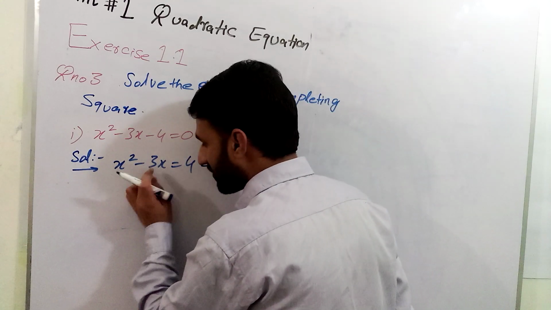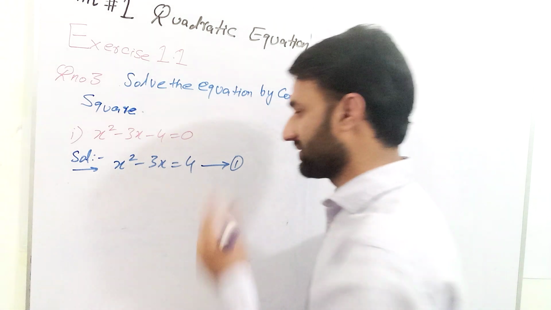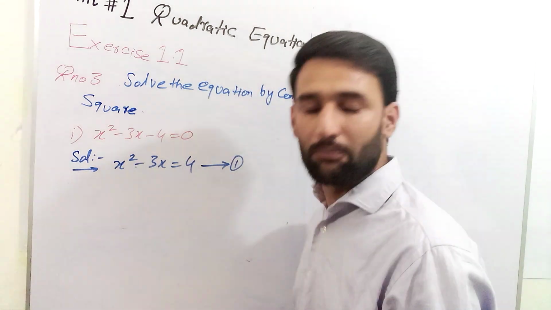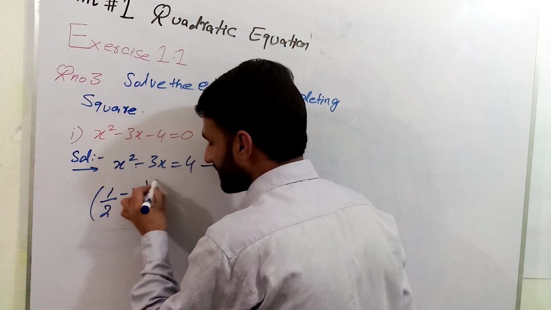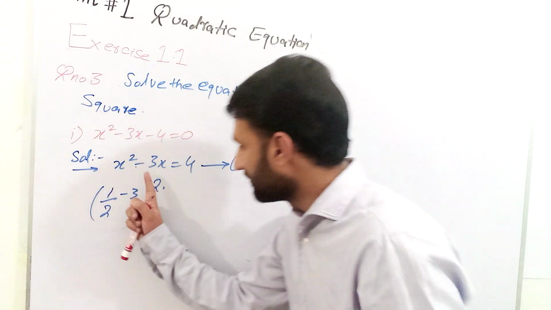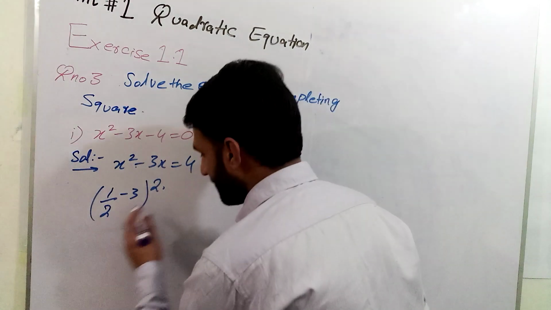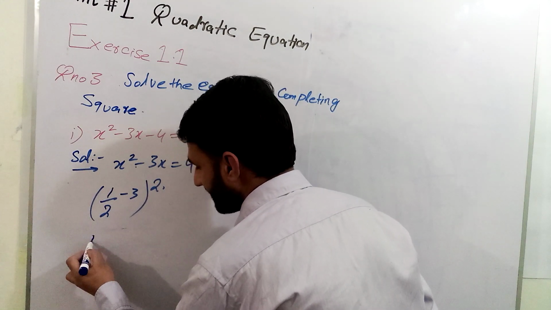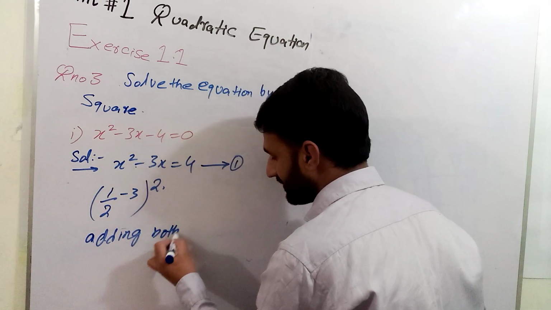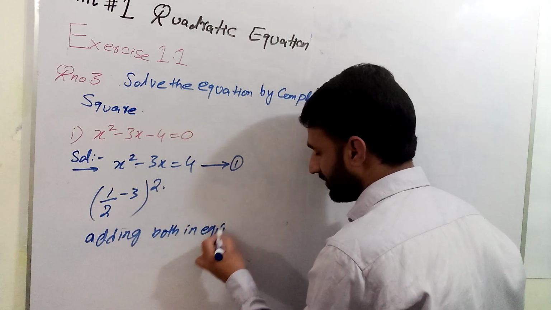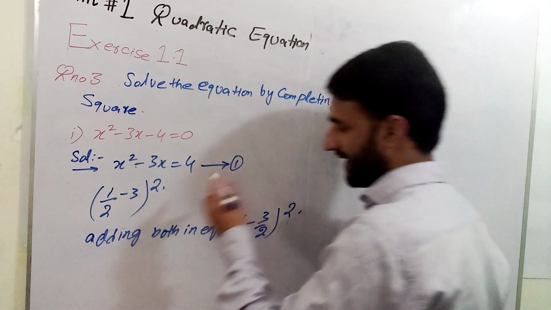The second step is that the coefficient of x will be multiplied by minus 1 by 2, whole square. The reason is that here the sign is minus, here minus 3, whole square. A very simple trick. So we add minus 3 divided by 2, whole square, on both sides in equation number 1. So add on both sides.